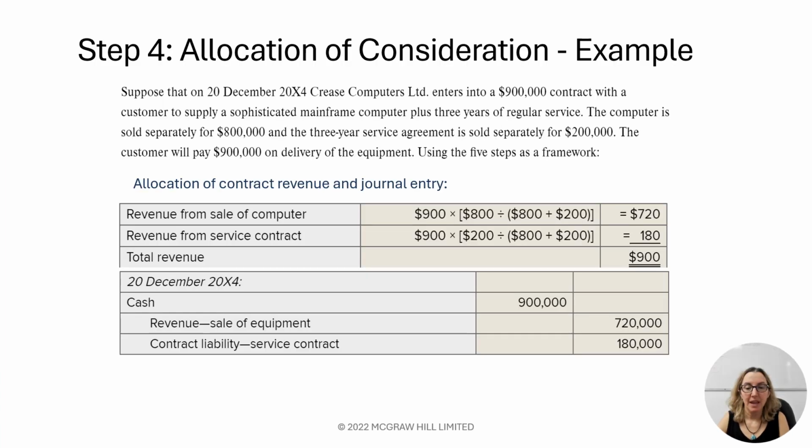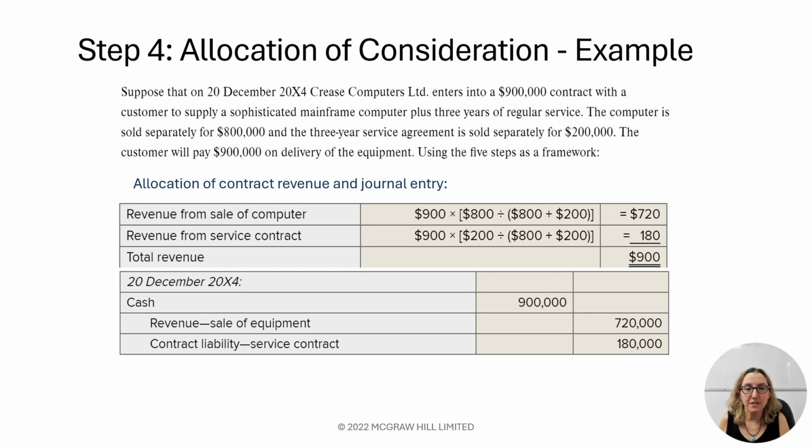So now I want to do an example from the step 4, which is the allocation of consideration. So suppose on December 20th that this Crease Computer Company entered into a $900,000 contract with a customer, and they're providing a mainframe computer plus 3 years of regular service. So the computer is sold separately for $800, and the 3-year service agreement is for $200. So you can see here 8 plus 2, that's $1 million. And the customer's getting a discount so that it's only $900.